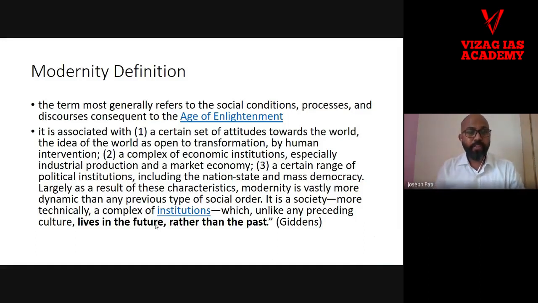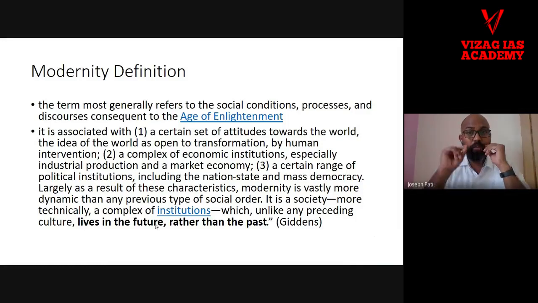The second, modernity is also a complex set of economic institutions, especially industrial production and market economy. Okay, I think it is pretty straightforward. Now, economic institutions, even banking is an economic institution. A listed company is an institution.